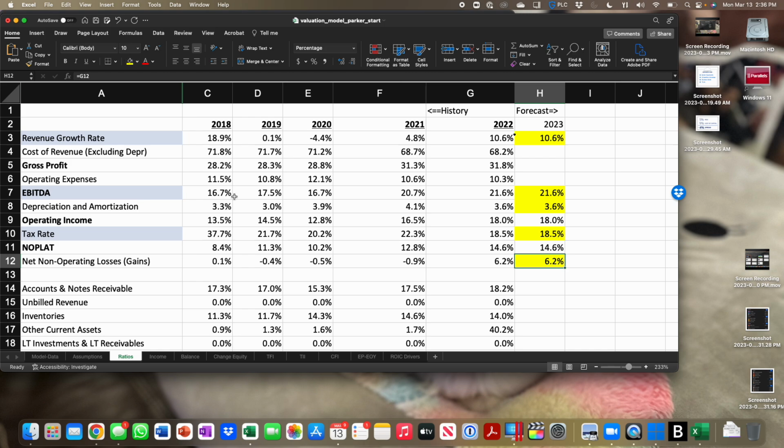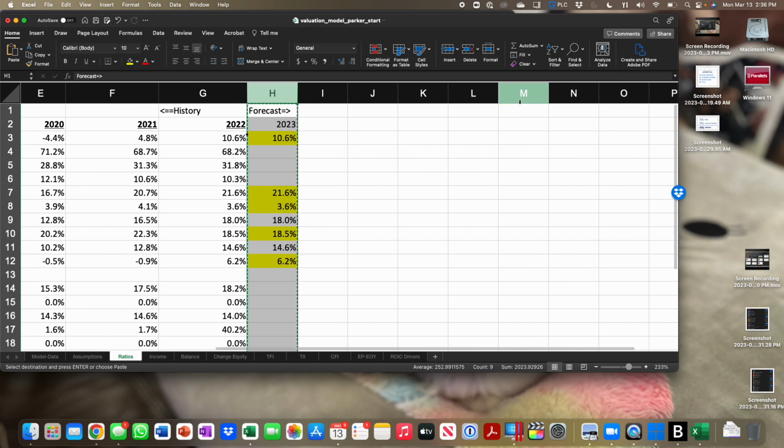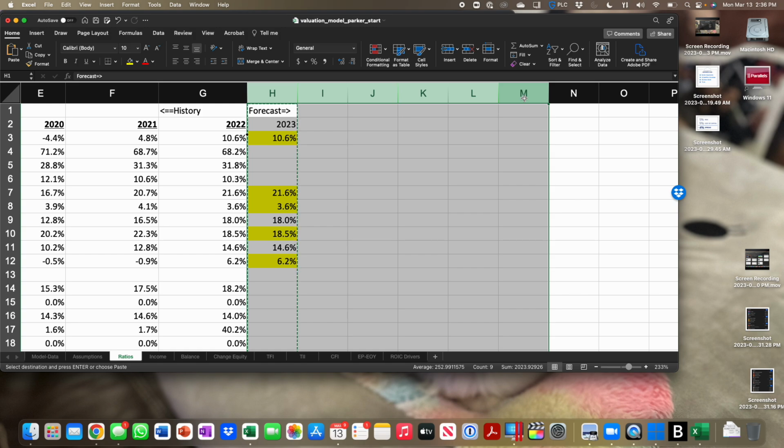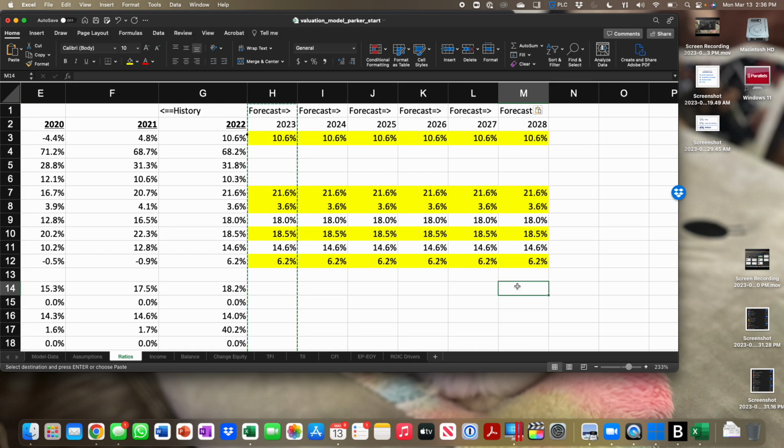So these are the key ratios for the income statement that we're going to forecast. I'm going to take column H, select the whole column that we just created. I'm going to copy column H. I'm going to select all the way through column M. I'm going to paste, and I now have forecasted ratios through 2028. I got 6 years of forecasted ratios, all repeating each other, equaling the previous year as a placeholder. Based on these ratios, we're going to go back to the income tab. We're going to turn them into dollars.